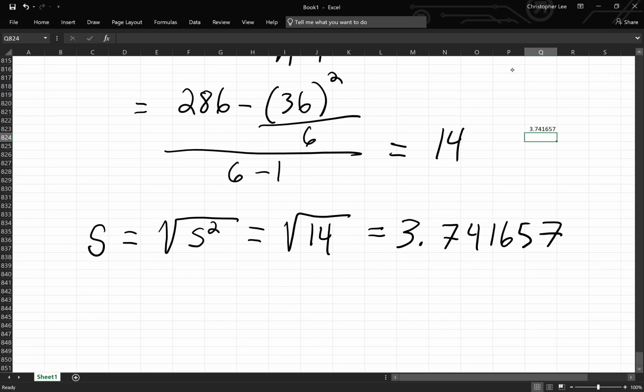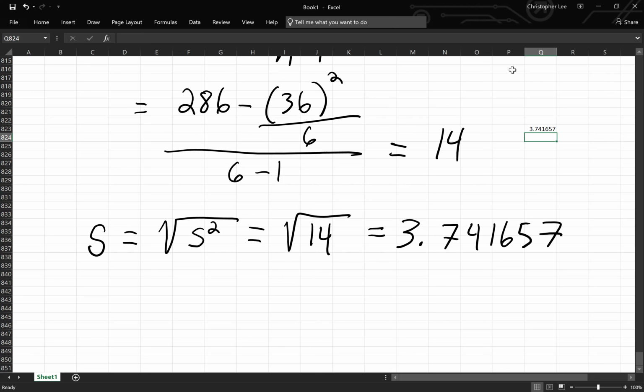3.741657. Now, me personally, I don't like to round, but if you guys want to round it off at some point, you can, but you got to round correctly. I like 4 decimal places. I like 4 numbers after the decimal. That makes me happy if you want to round it off. But to be honest with you, I'm not really a fan of rounding. I just kind of write everything, whatever the calculator gives me.